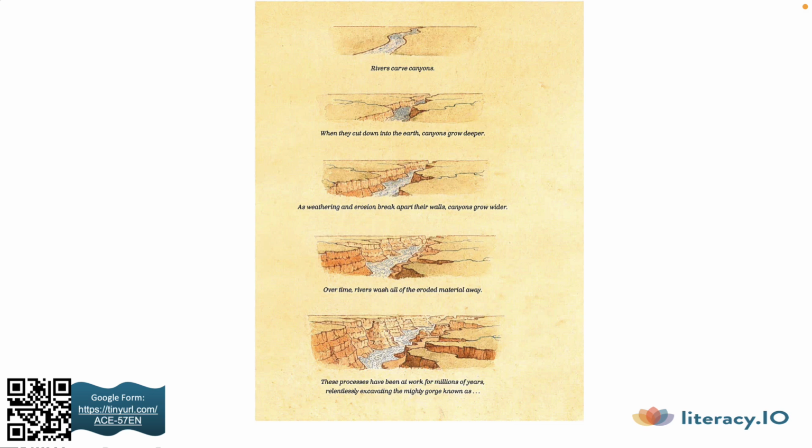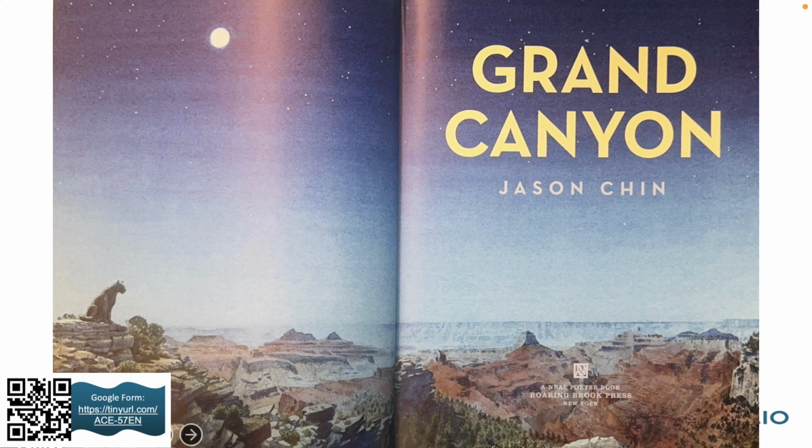Rivers carve canyons. When they cut into the earth, canyons grow deeper. As weathering and erosion break apart their walls, canyons grow wider. Over time, rivers wash all of the eroded material away. These processes have been at work for millions of years, relentlessly excavating the mighty gorge known as Grand Canyon by Jason Shin.